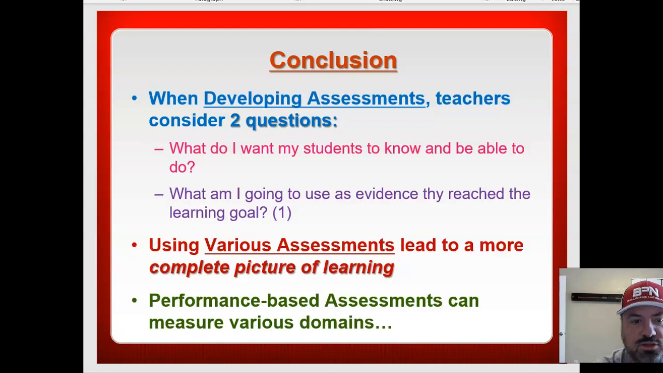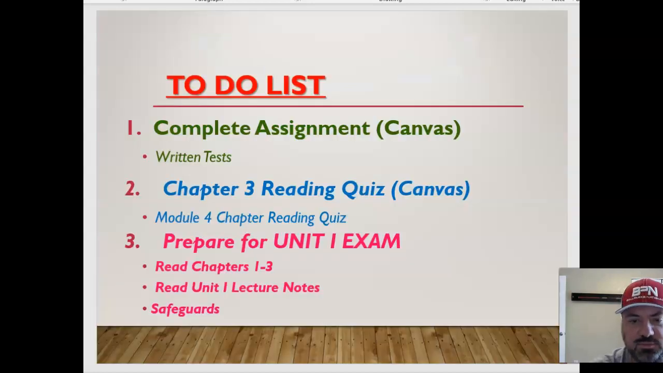All right, so here's your to-do list. I had you do a journal activity. Print that thing out if you didn't do it yet. Write it out, put it in your portfolio, and then complete the assignment based on that journal activity.